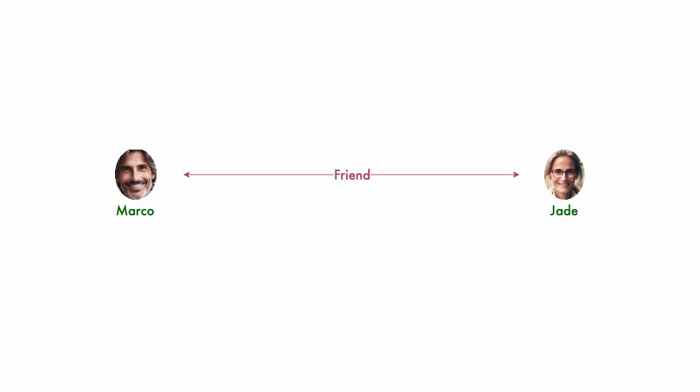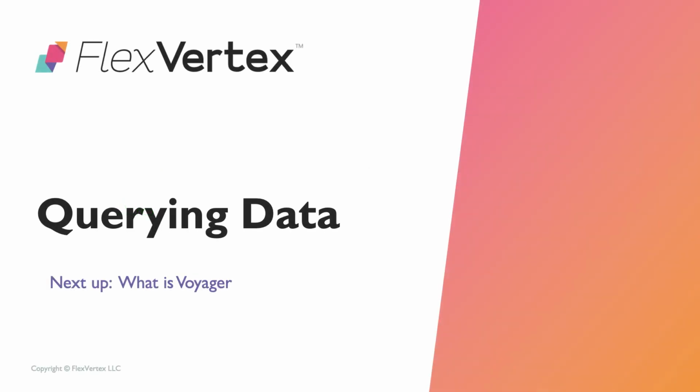These examples of open-ended, exploratory queries are incredibly difficult to express in standard SQL. For that matter, they're also hard to code in any of the cryptic graph navigation languages that have characterized the first generation of these systems. As you'll see in a moment, FlexVertex designed Voyager to make these types of queries much easier to write.